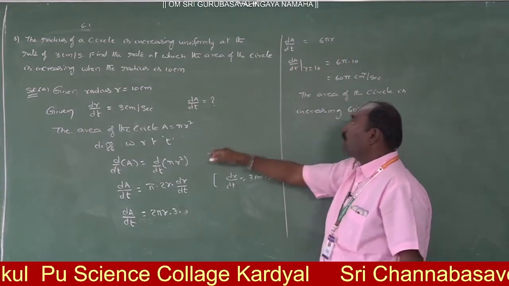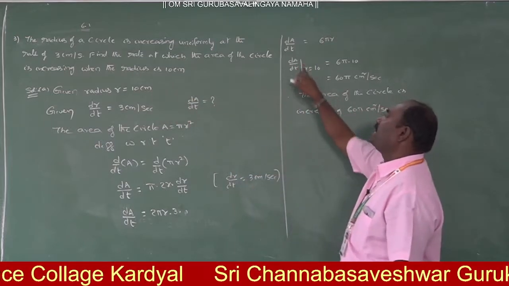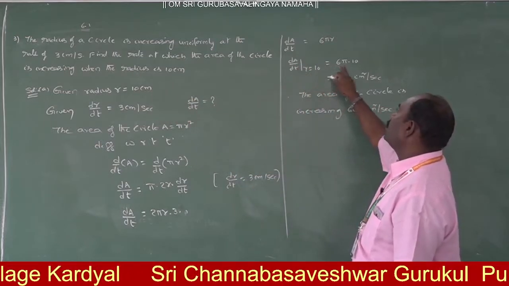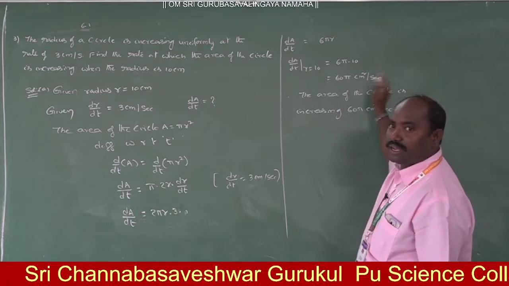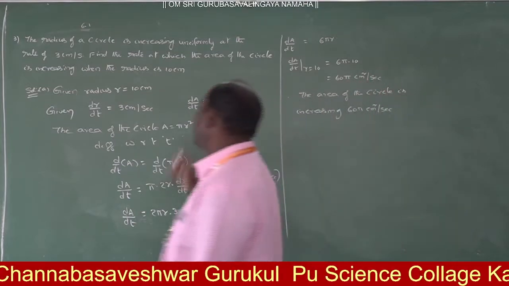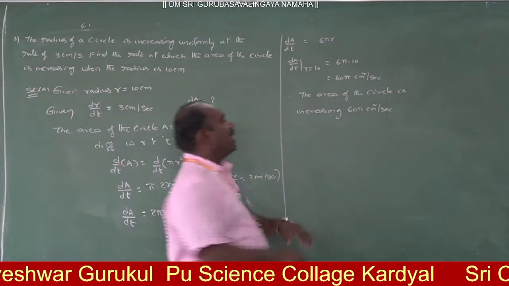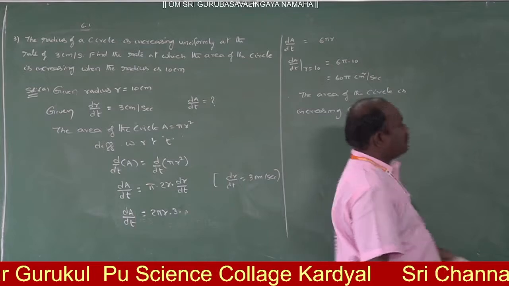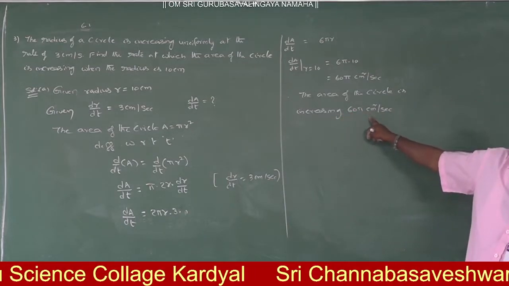Here it is given r equal to 10 centimeters. dA by dt at r equal to 10 equal to 6 pi into 10. That value equal to 60 pi centimeters square per second. That means the area of the circle is increasing at r equal to 10 at 60 pi centimeters square per second.